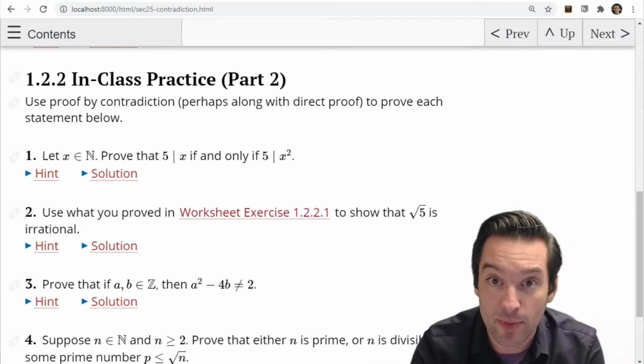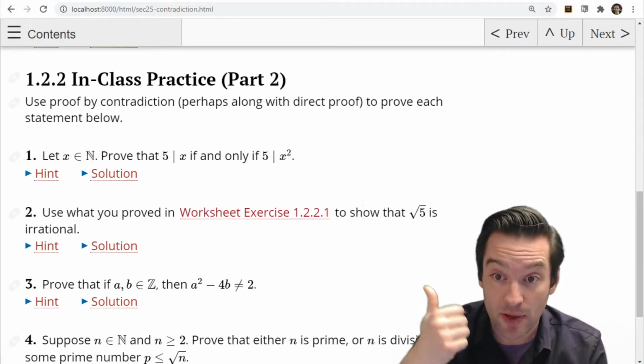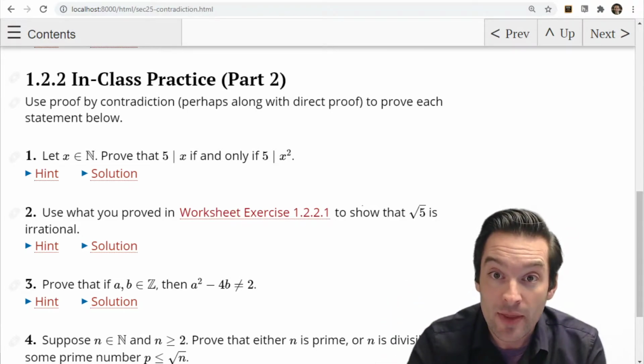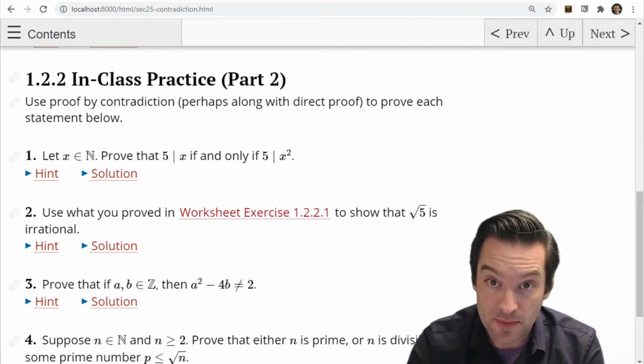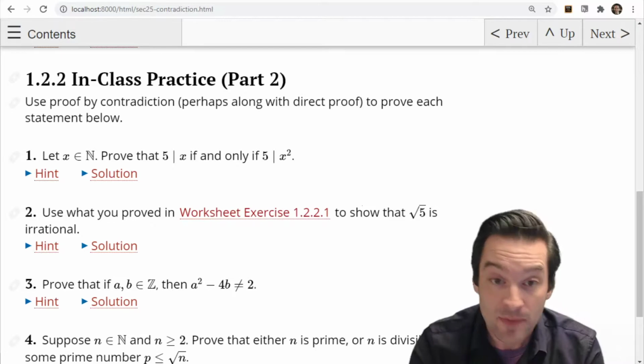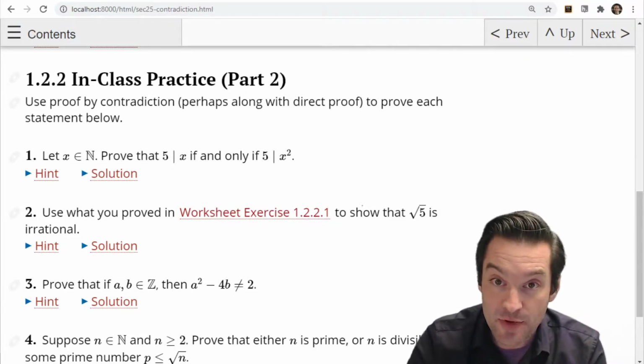So to wrap up our proof by contradiction examples, I want to look at this problem number 1 here, which is the statement that if x is a natural number, then 5 divides into x evenly, so 5 divides x, if and only if 5 divides into x squared evenly. So let's look at a strategy for proving this statement.